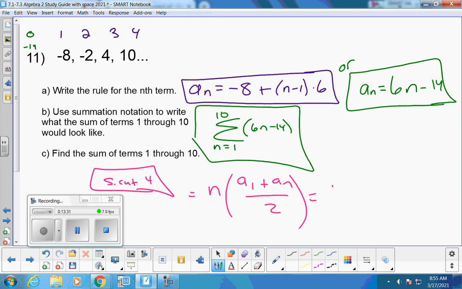So there are 10 terms. Our first term is negative 8. That's easy. I can get it by putting a 1 in for n, or I could see it, honestly. What's the last term, though? Let's put a 10 in for n to get the last term. 46 over 2. So we're averaging our first and last term, and multiplying by 10. Negative 8 plus 46, divide by 2, times 10. 190. That is your final on part C.